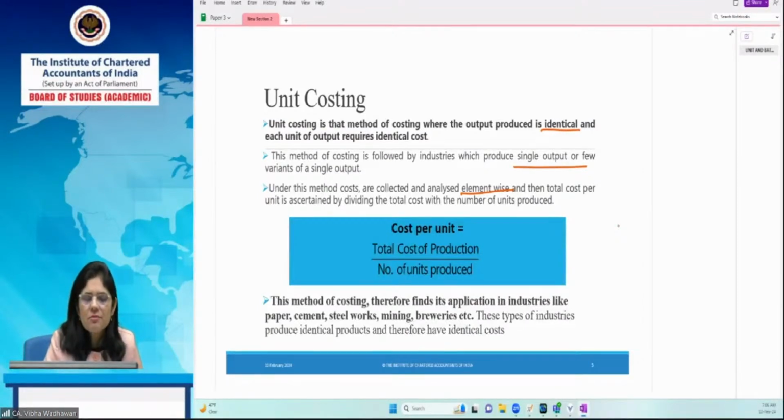Then the cost per unit is ascertained. So total cost of production divided by number of units produced. So you will get cost per unit. Cost will be numerator and units will be denominator. So we will get cost per unit.